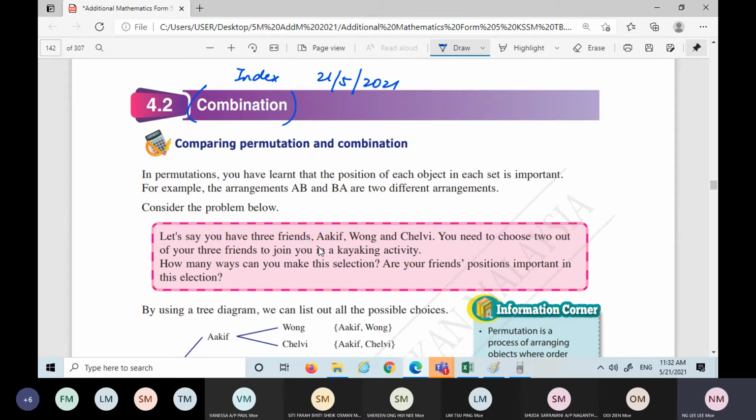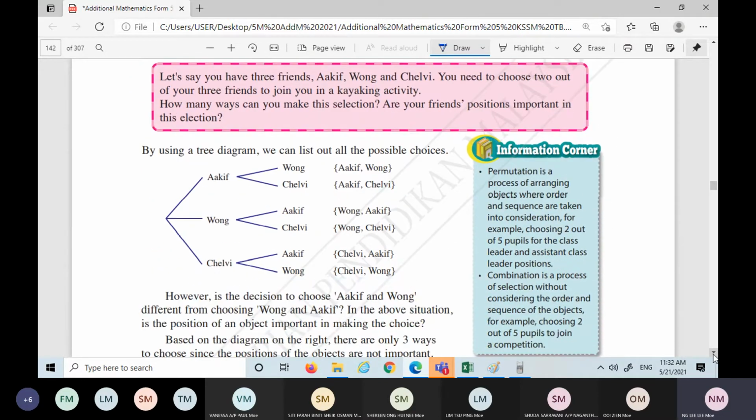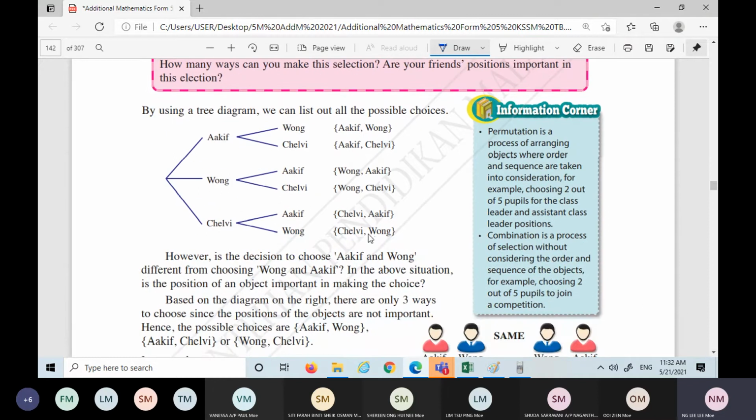Let's look at this problem. Let's say you have 3 friends, Akif, Wong, and Selvi. You need to choose 2 out of your 3 friends to join you in a kayaking activity. How many ways can you make this selection? Is your friends' position important in this selection? Not important, you just jump into a kayak. If you think the position is important, then you do permutation. If the position is not important, then you do combination. Okay, we see permutation first, where the position is important.